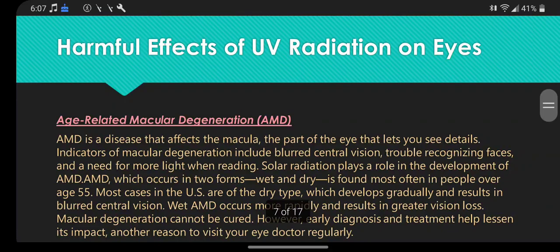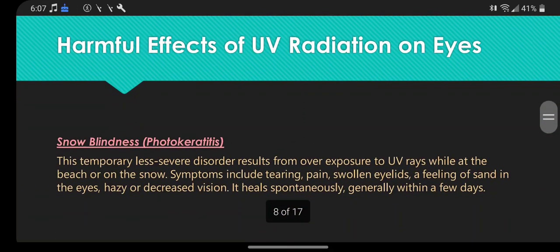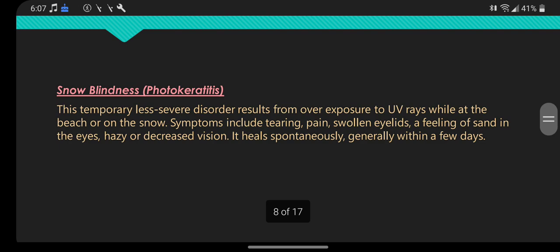Age-related macular degeneration. AMD is a disease that affects the macula, the part of the eye that lets you see details. Indicators of macular degeneration include blurred central vision, trouble recognizing faces, and the need for more light when reading. Snow blindness. This temporary, less severe disorder results from overexposure to UV rays while at the beach or in the snow.